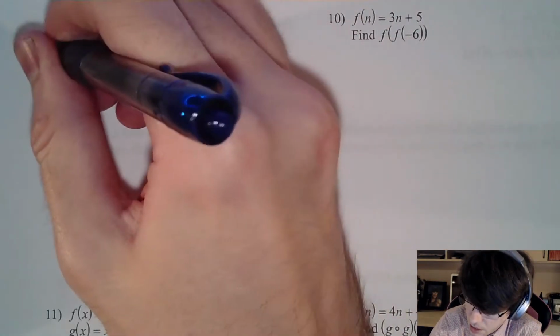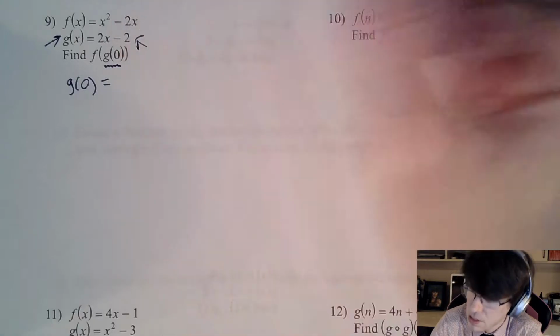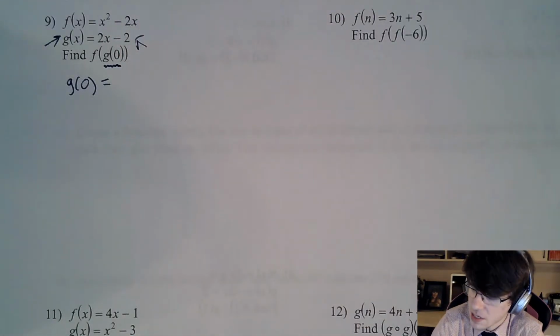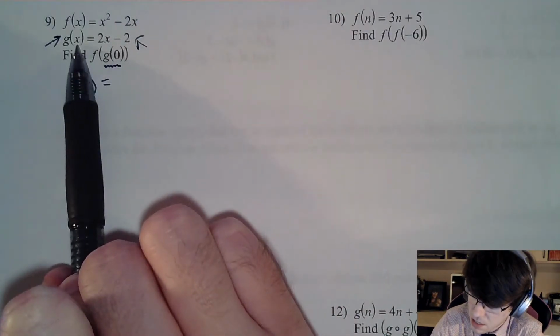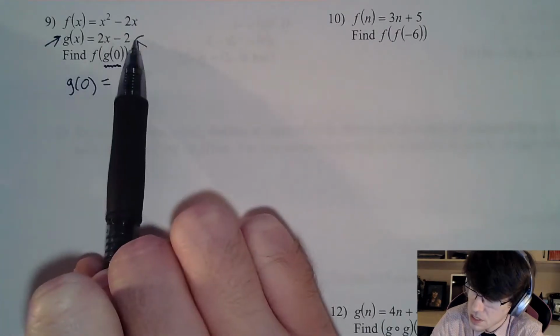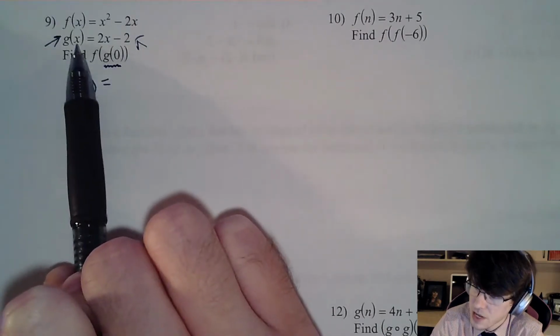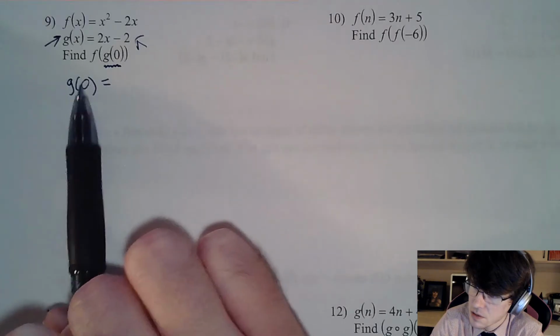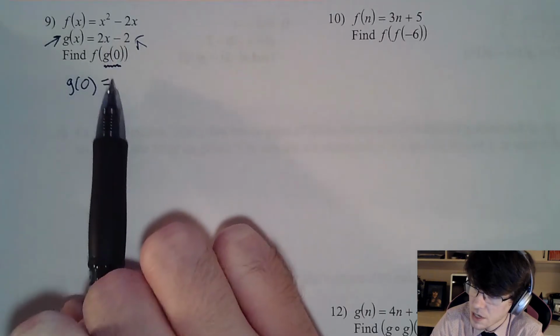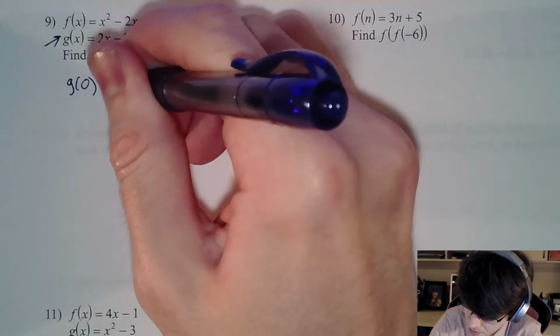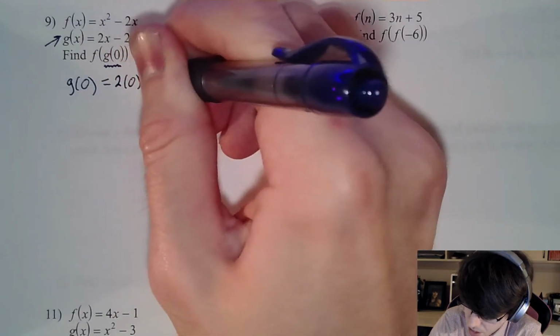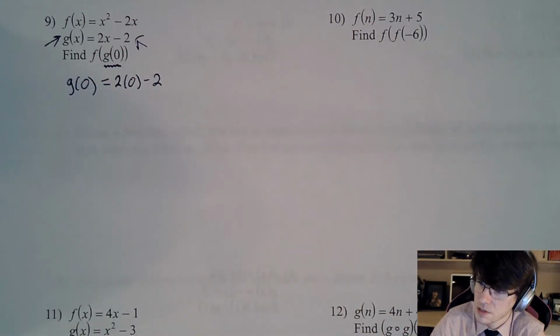Now this guy right here, that is g of x. So g of x means that you're going to take this x here and it's going to get multiplied by 2 and then subtracted by 2. So if I have an x right there and it's become a 0, that means that this x right here will become a 0. Make sure you always use those parentheses.